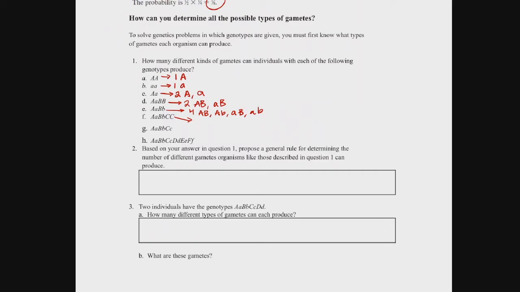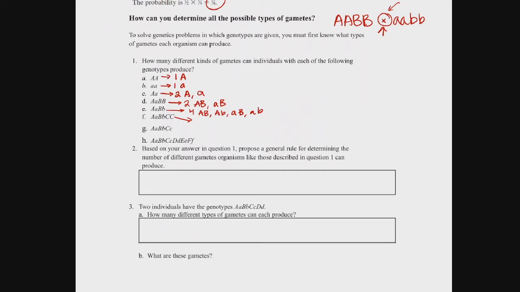What do you mean by X in between the genes? Do you mean like when I do this? Is that X? All that's saying is that we're crossing the two. So that's just how I write it. So I hope that makes more sense.